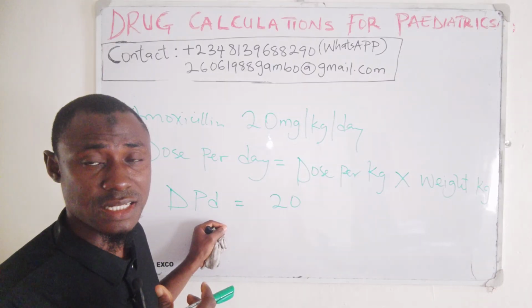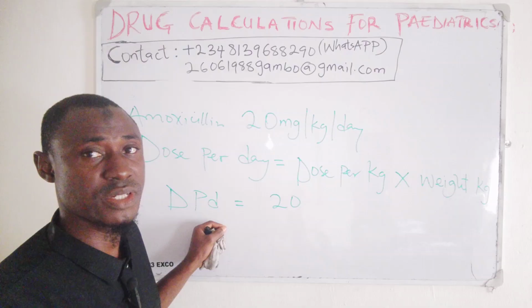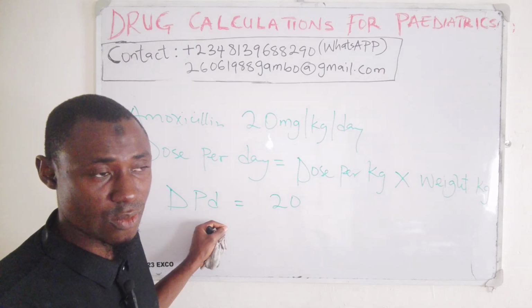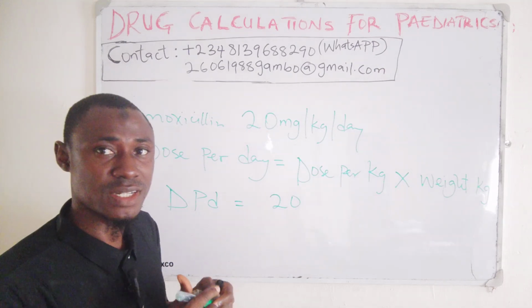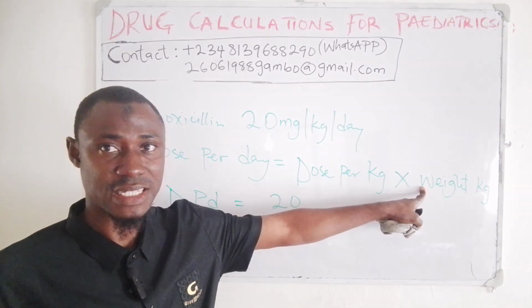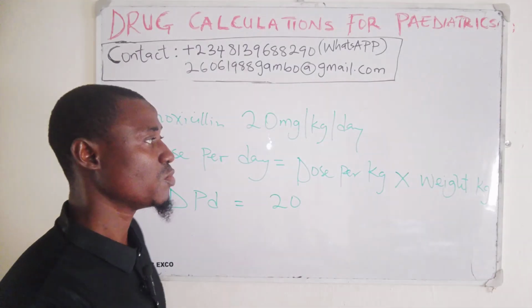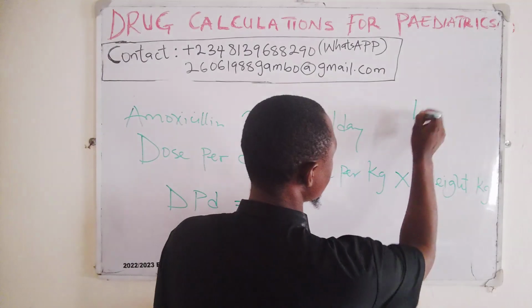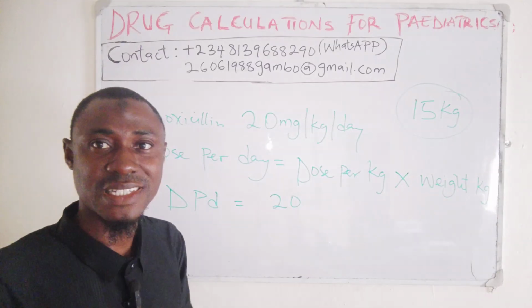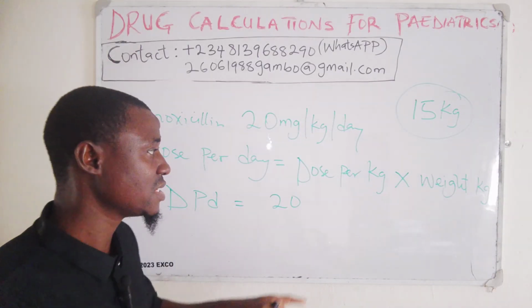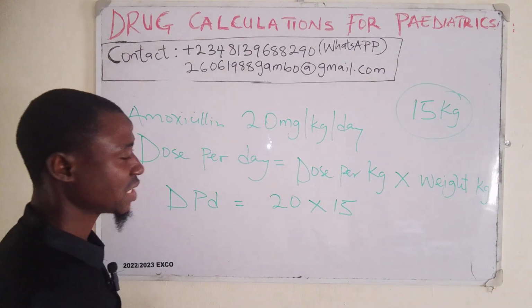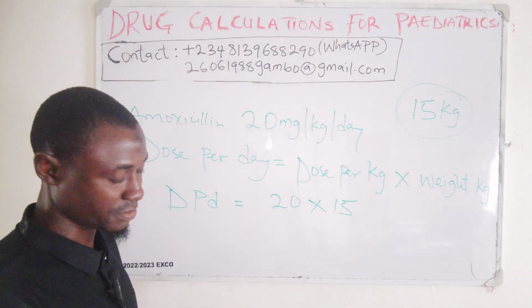So it's now left for you as the nurse on duty or in charge of the patient to take your patient and weigh the child. Once you weigh the child, whatever weight you obtain from the weighing scale is what you use as the weight of the child in kg. Let's assume the child weighs 15 kg. So after weighing, the child's weight is 15 kg, so my weight in kg is going to be 15.